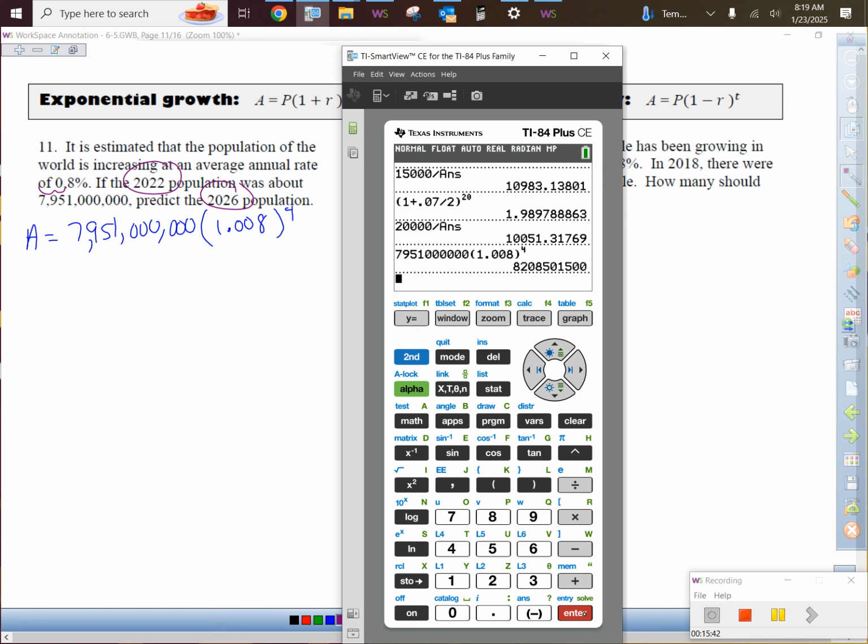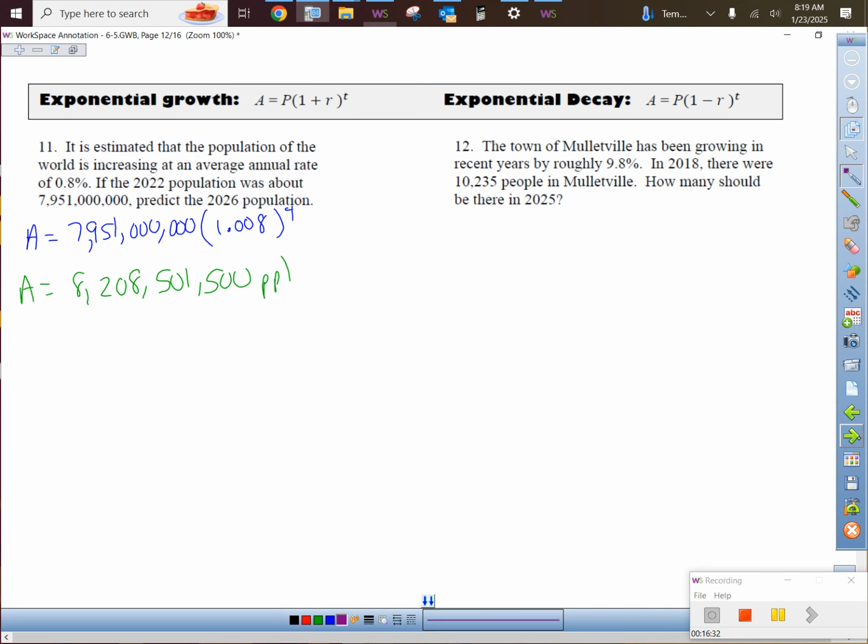Write all those digits down, then go backwards every 3 digits and put a comma. Write all those numbers down, then put your comma back. And then we'll throw a label on that one of people. So if the growth rate stayed the same, we would expect next year, not this year, but next year, there to be about 8.2 billion people in the world.